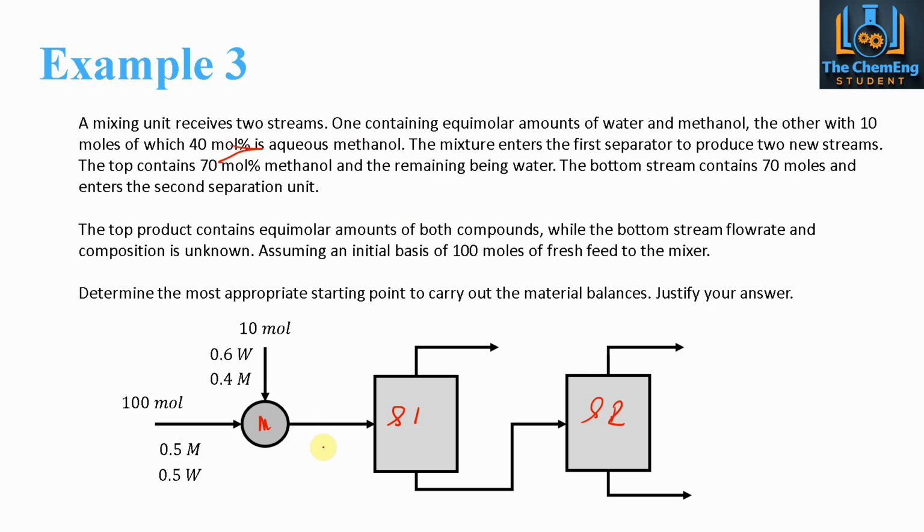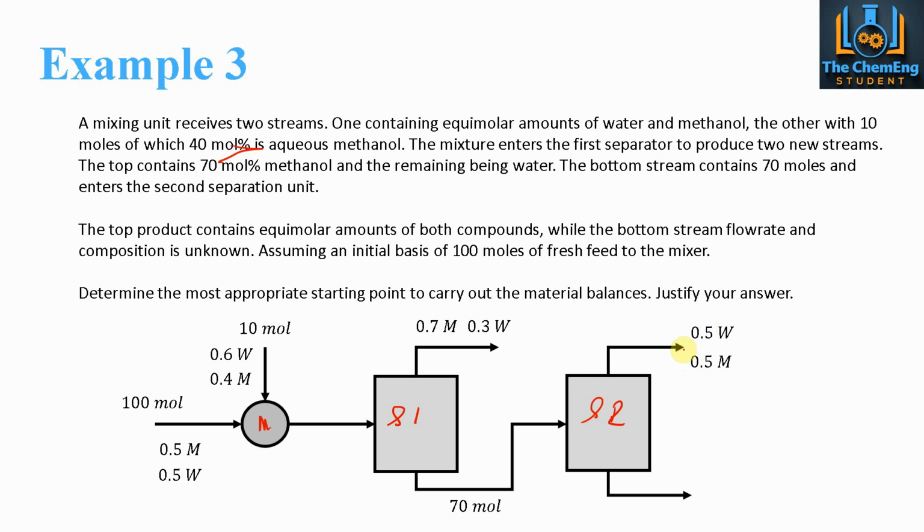Now the mixture here enters the first separation unit to produce two new streams. So the top product, in this case, contains 70 mole% methanol, so therefore we have 30% water. Now the bottom stream contains 70 moles, so that's technically our flow rate. Now we know that the top product of the second separation unit has equimolar amounts. So we have 0.5 for water and 0.5 for methanol, because remember you can do the summation here and say that 0.5 plus 0.5 equals 1.